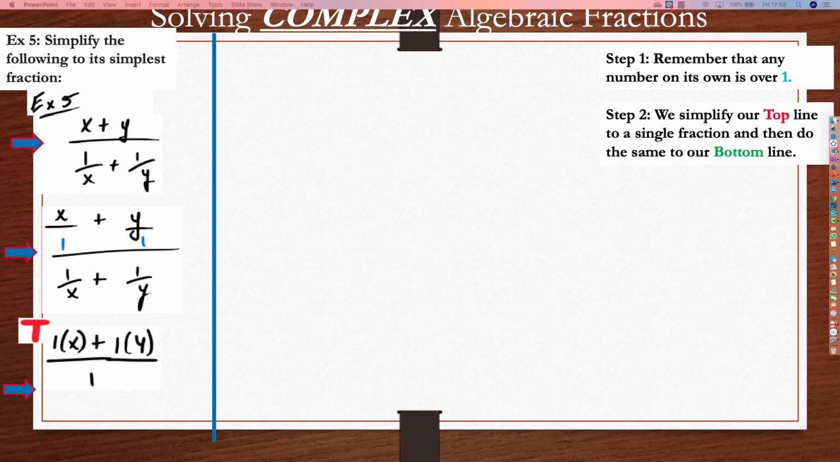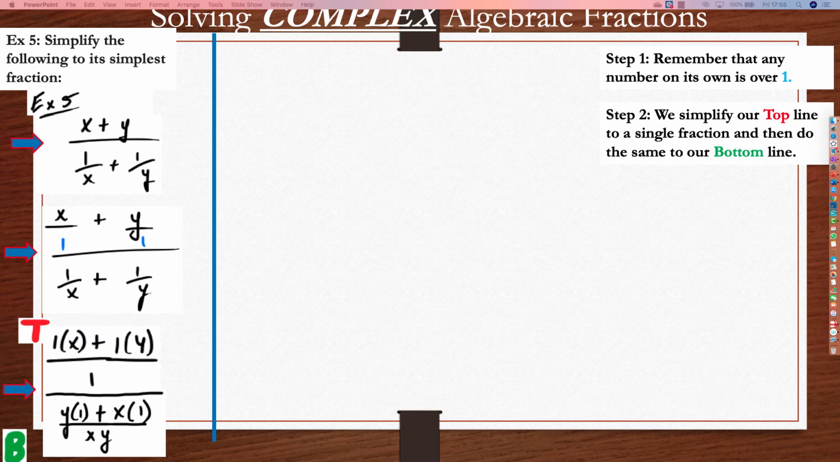There. That is x plus y over 1. We've got to do the same at the bottom then. Our common denominator on the bottom for 1 over x plus 1 over y is xy. Divide x into xy, you're left with y by our top number, which is 1. Divide y into xy, you're left with x by our top number, which is 1.